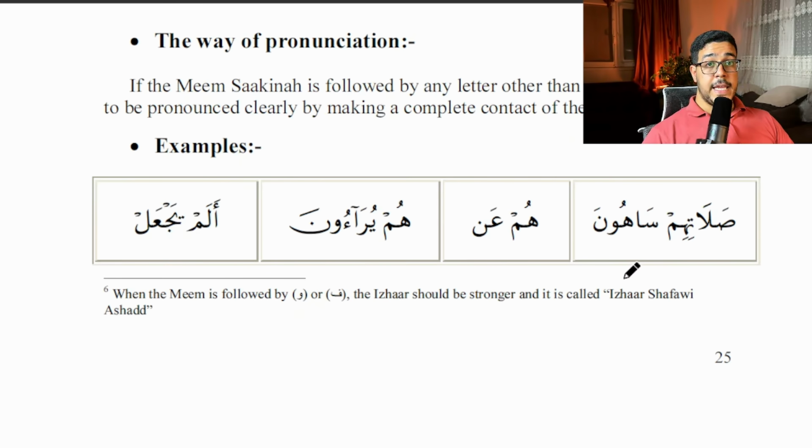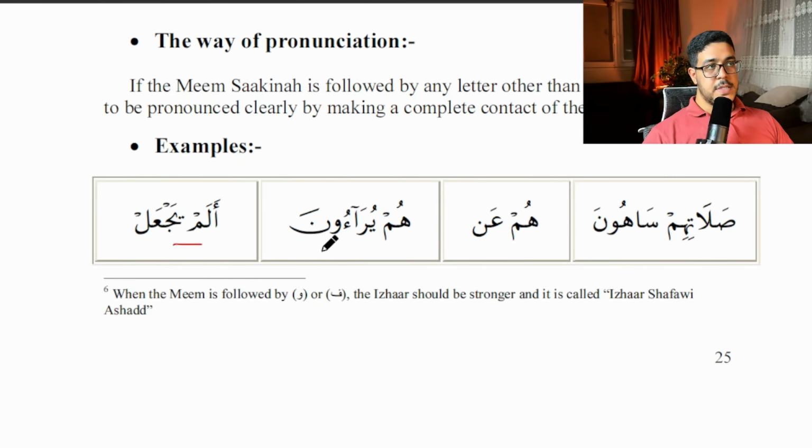Let's see the second example. Meem Sakin followed by Ain. Ain is from the remaining letters other than Meem and Ba. Hum an. And in the third example, it will be Hum yura'un, just pronouncing the Meem. And the last example, as we can see here, Meem Sakin is followed by Ya in the next word. So it will be ألم يجعل.